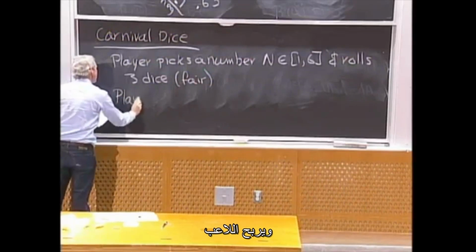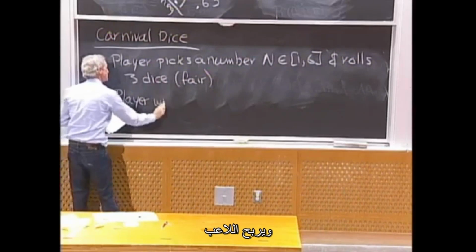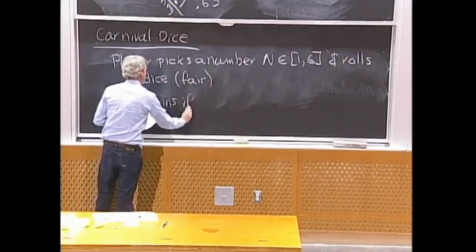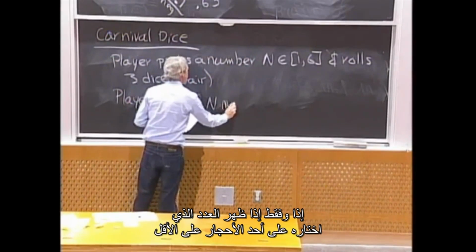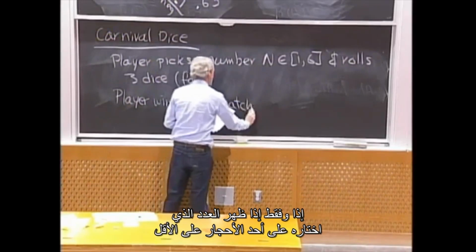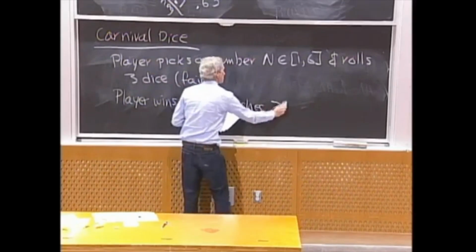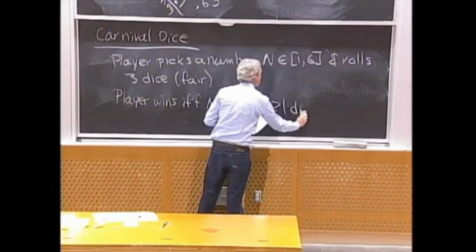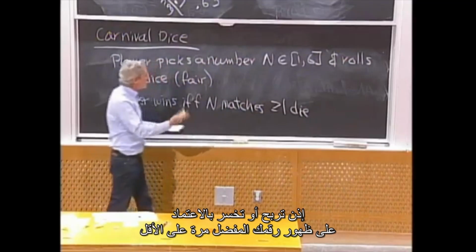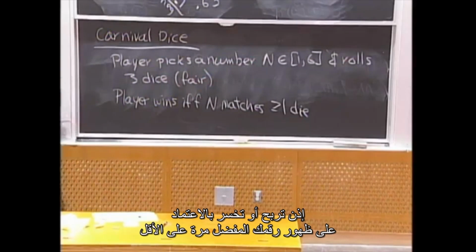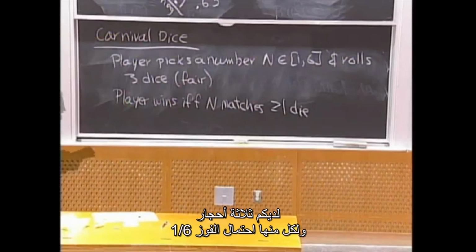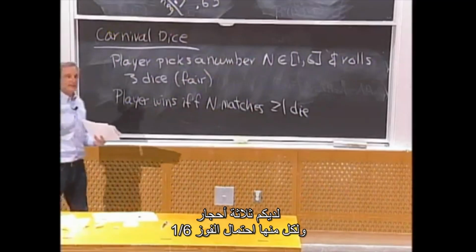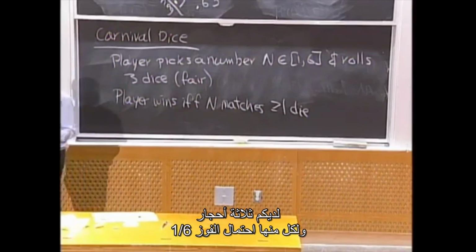And the player wins if and only if the number he picked comes up on at least one of the dice. So you either win or you lose the game, depending on if your lucky number came up at least once. Now, you got 3 dice, each of which has a 1 in 6 chance of coming up a winner for you.